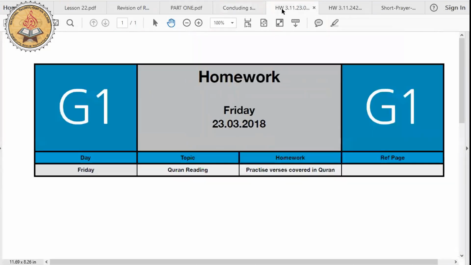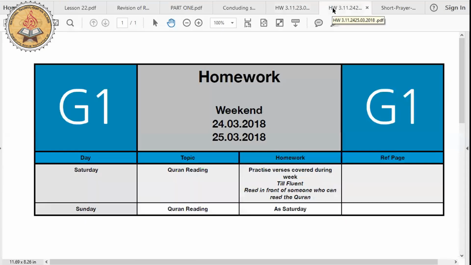So homework for today is just practice the verses covered in the Holy Quran. Just keep in mind when you are reading the Holy Quran, try to apply all the rules you have learned. And your homework over the weekend is also to practice verses covered during this week till fluent and read in front of someone who can read the Quran. So if you are making mistakes, they can rectify you.